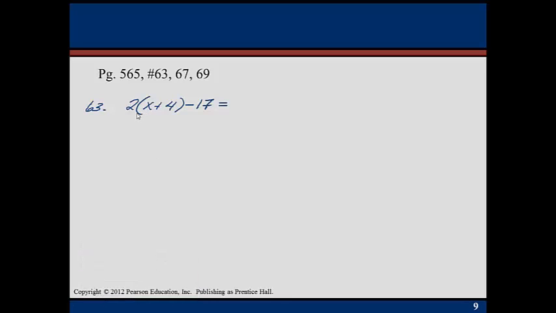So the first thing we're going to do is we're going to start with the number on the outside of the parentheses. This is the distributive property. We're going to multiply it on the inside. So 2 times x, well, that gives us 2x. And then 2 times positive 4 gives us positive 8. So we're going to say plus 8. And then don't forget to write the minus 17. So the first step is to distribute. Now the next thing we want to do is combine our like terms. So we have 2x. And then 8 minus 17 is minus 9. So 2x minus 9 is the final answer.